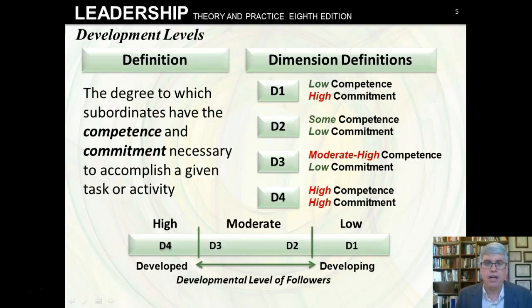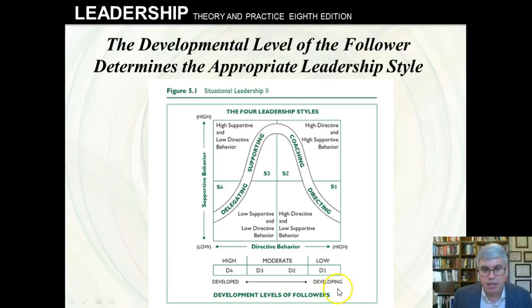There are 4 development levels, and they're called D1 to D4. D1 is low competence and high commitment. After that comes level D2, which is some competence but low commitment. D3 is moderate to high competence because they're getting to know how to do it, but low commitment. And then D4 is high competence and high commitment. The developmental level of the followers is often portrayed on this scale here, and it goes from low over here, D1, low competence and high commitment, to D4, high competence and high commitment, and then you've got these moderate levels of development in between. So that's 4 developmental levels, and the theory says that based on the development level, we should choose an appropriate level of style.